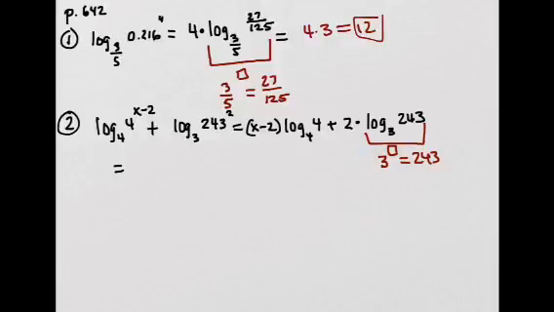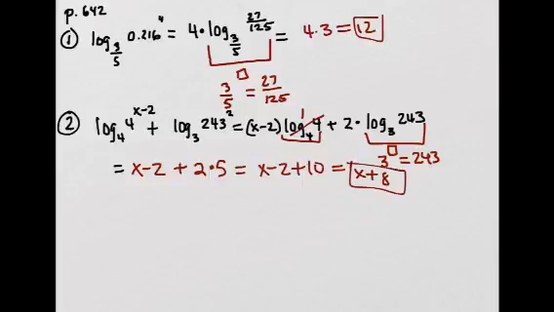Let's simplify. So I know that log base 4 of 4 is 1 because 4 to the first power is 4. So this is 1. So I'm left with x minus 2. And then right here, 3 to what power gives you 243, and the answer is 5. 3 to the 5th power. So that's going to be 2 times 5. So then that's x minus 2 plus 10. So that's x plus 8 as your final answer.